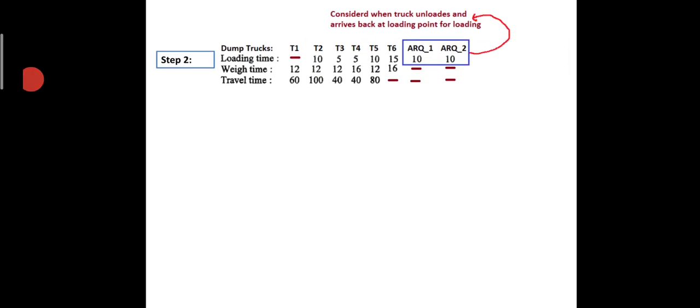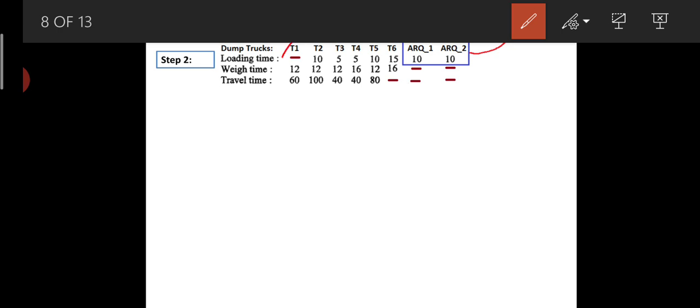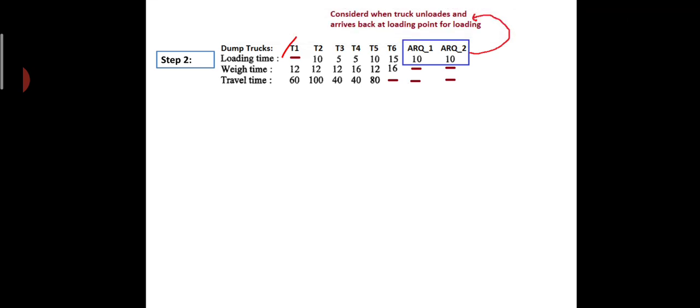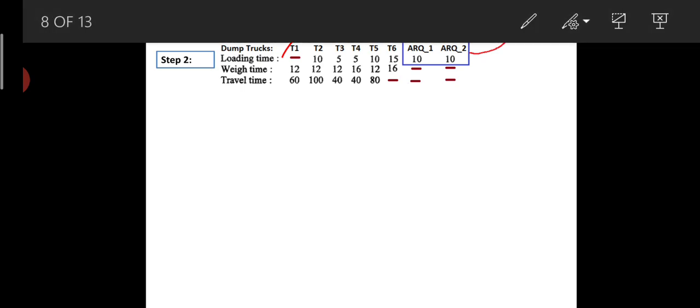In the second step, we will regenerate the given data. According to the problem statement, truck T1 has already completed its loading and is present at the scaling point. Therefore truck T1's loading time is 0 here, and trucks T2, T3, T4, T5, T6 have values 10, 5, 5, 10, 15, and the remaining 2 values are 10 and 10. These values will be considered when a truck completes its loading, scaling, travel and unloading, and arrives back at the loader queue.